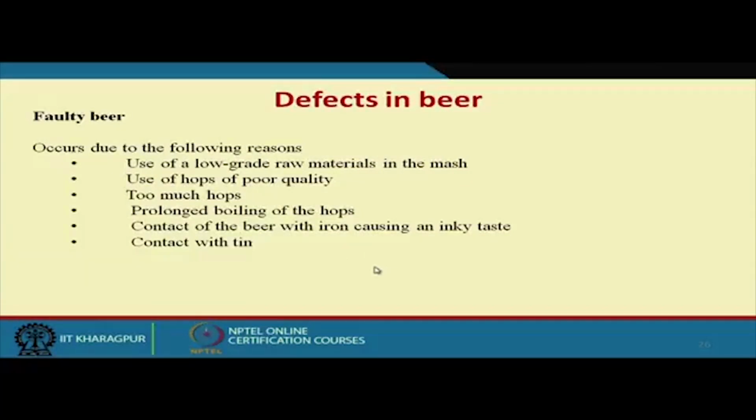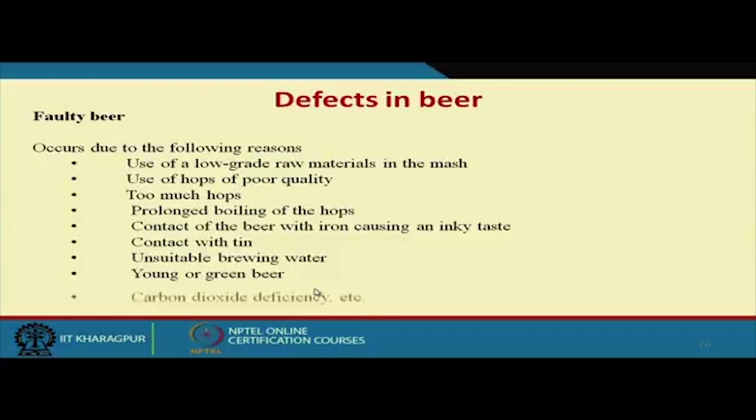Then contact with tin is also a problem. Then unsuitable brewing water: if the quality of the water is poor, it also causes faults in beer. Young and green beer is also due to incomplete maturation. Carbon dioxide deficiency also causes defects in beer. So there are different defects in beer that we have.